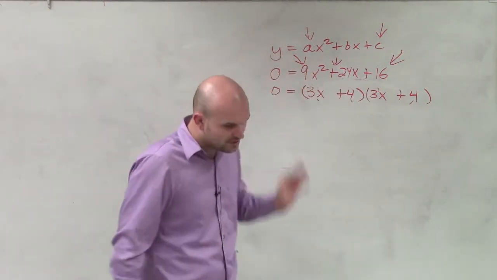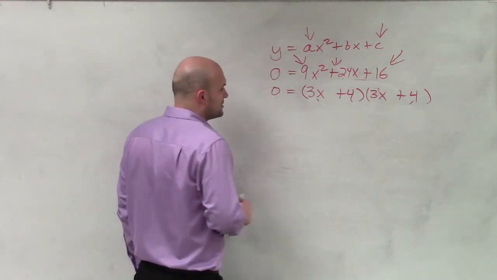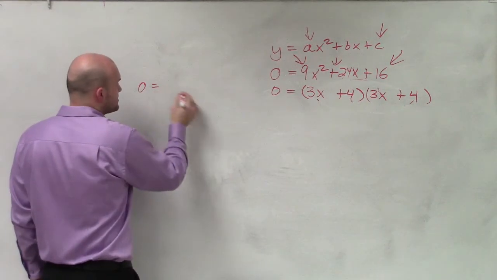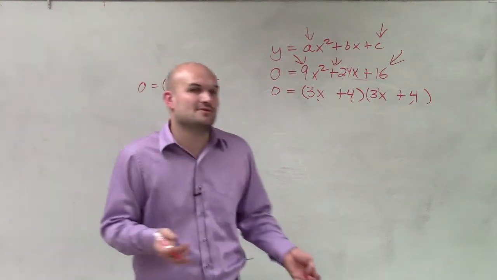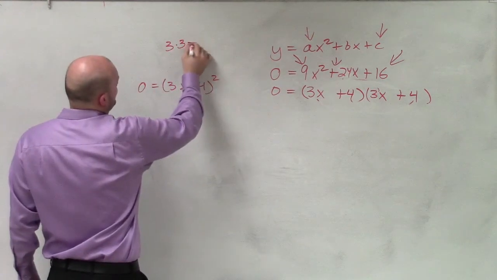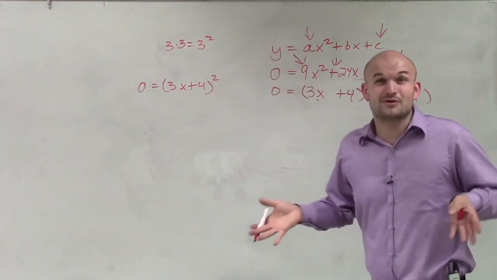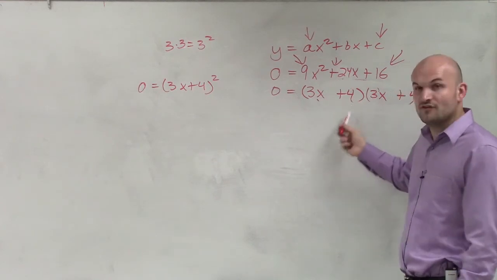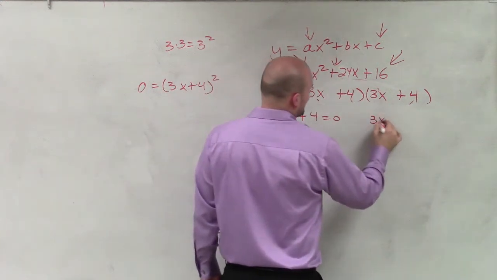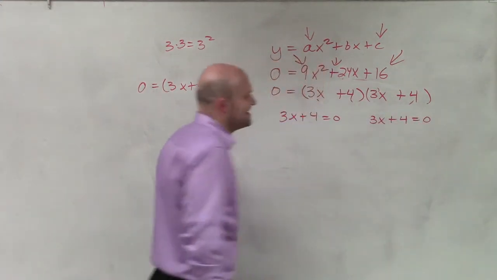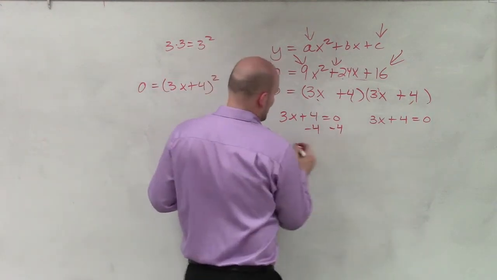Sorry about that. So there's a couple of different options we can go from here. One way is we can rewrite this as a binomial square: 0 equals 3x plus 4 squared. If you have 3 times 3, we can rewrite that as 3 squared. The reason why I do this is really just dependent on how you want to solve. Here, I can solve this by using the zero product property and set these both equal to 0. Now, you might say this is a little bit of wasted work because it's the exact same binomial that you're setting equal to 0, and when I solve, I'm going to get the exact same answers.